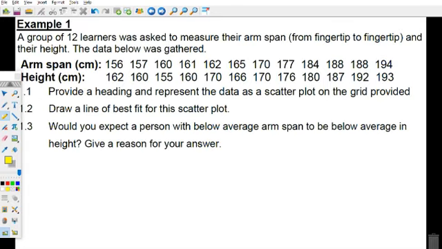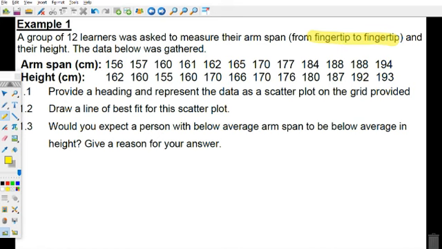All right. So in here, a group of 12 learners was asked to measure their arm span. Arm span is from fingertip to fingertip, so it's your arm span like that. I've got a bit of a larger one because I'm tall. Your wingspan, or arm span, should be basically your height as well. So you go like that to there, that should be basically where your height is as well.